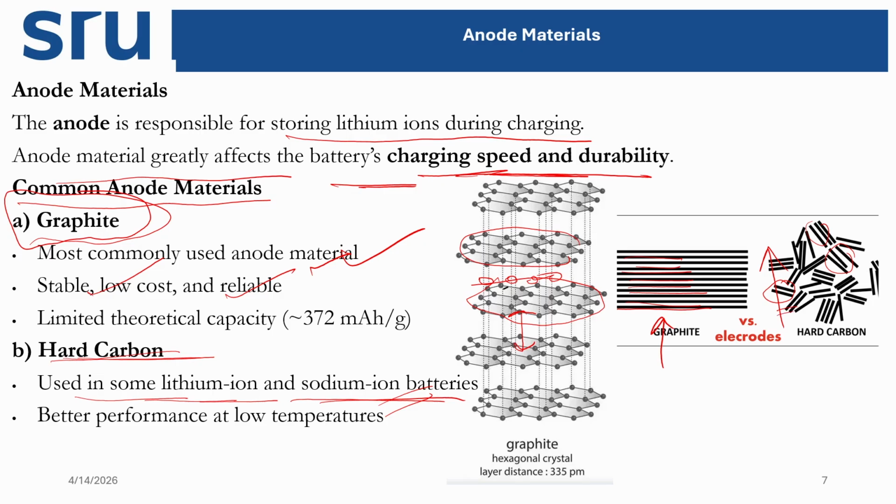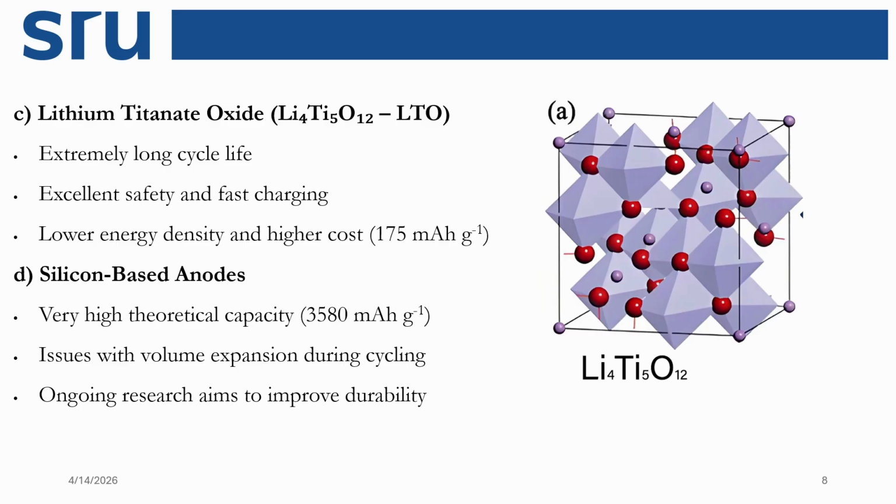So there is disorder of the material. Due to the disorder of the material, we call this carbon hard carbon. So hard carbon is a graphite type compound, but it is disordered in nature. It is widely used as an anode material in the sodium ion battery, not the lithium ion battery. Another anode material is called LTO, lithium titanate or titanium oxide.